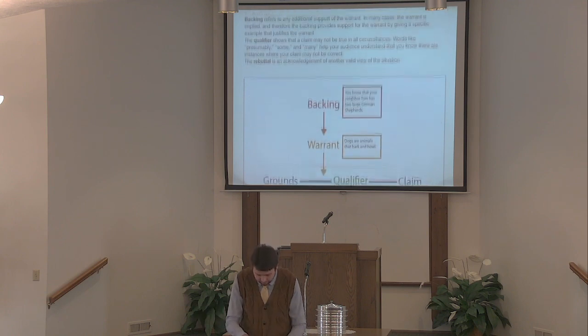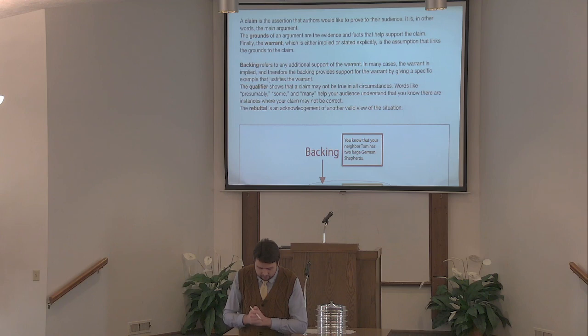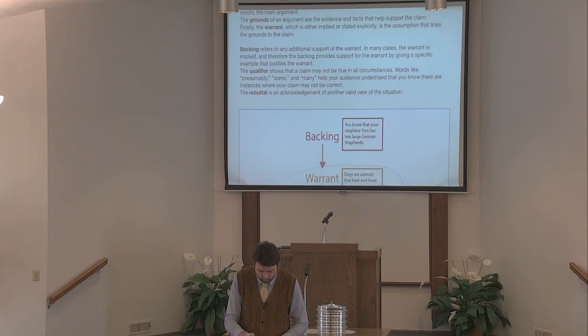There are some other things that can sometimes be present and sometimes not in a Toulmin model argument. One of those is backing. Backing is additional support of the warrant. So if you need some more evidence to prove that each step in your reasoning is correct, then that would be an example of backing.